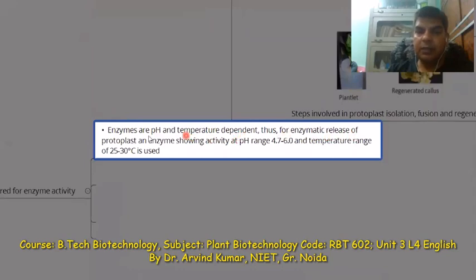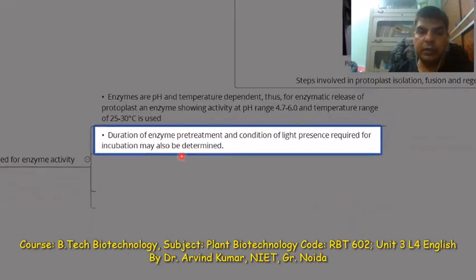Thus, for enzymatic release of protoplast, an enzyme showing activity at a pH range of 4.7 to 6 and a temperature range of 25 to 30 degrees centigrade is used. So, ideal temperature and pH conditions are here. And the duration of enzyme pre-treatment and the condition of light presence required for incubation may also be determined.